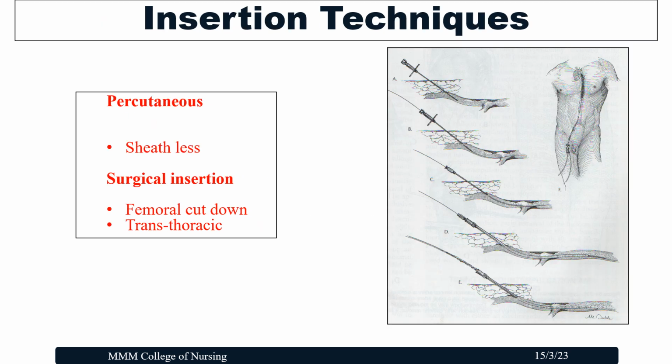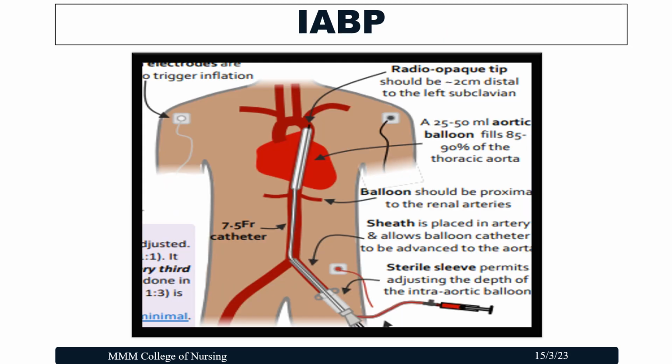Insertion technique. This IABP can be inserted by two methods: percutaneous, which is a sheathless method, and surgical insertion. Direct femoral cutdown can be done, or the catheter can be inserted the transthoracic way. So either percutaneous or surgical insertion, the catheter will be inserted into the femoral artery. Through the femoral artery it will be forwarded and the tip will go and sit in the aorta.